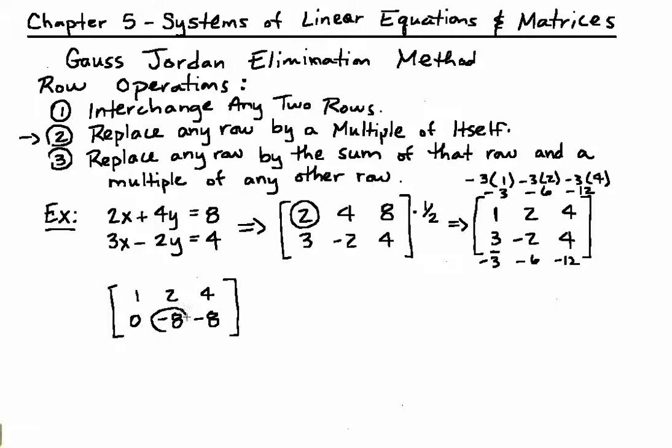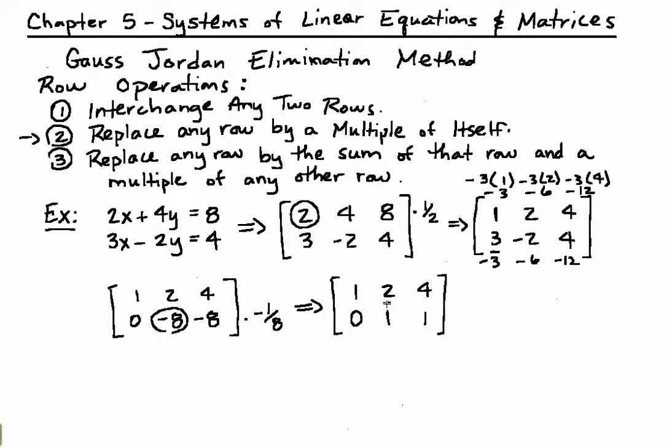Now you want to make the second entry equal to 1. -8 times -1/8 will give us 1 in that second entry. So we'll leave the first row unchanged. 0 times -1/8 is still 0. -8 times -1/8 is equal to 1. And now we've got the leading 1 in the second row, and we want to make every other entry in the second column equal to 0.